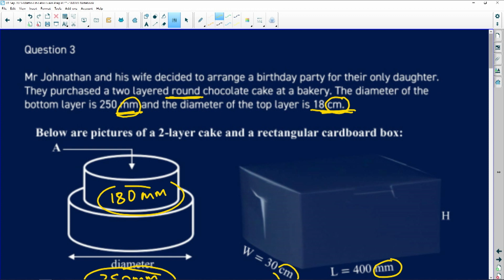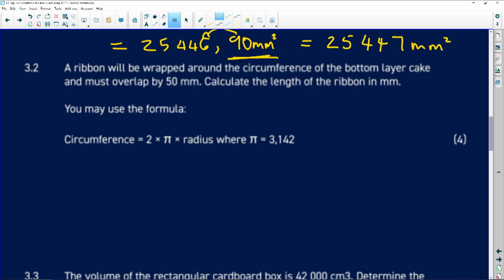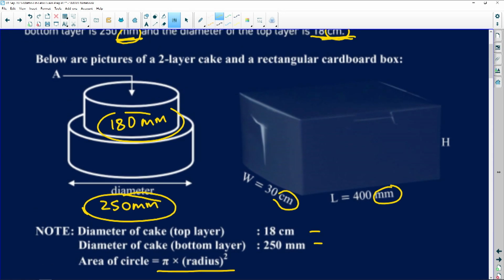So now we've got our cake there. Now we've cleared everything that could have been a mistake. A ribbon will be wrapped around the circumference of the bottom layer of the cake. Circumference is the perimeter of the circle and must overlap by 50 millimeters. Overlap means that there must be an extra 50 millimeters to it. Okay. Calculate the length of the ribbon in millimeters. So we want it for the bottom layer of the cake. The nice thing about the bottom layer is that the diameter is already given as 250 millimeters.